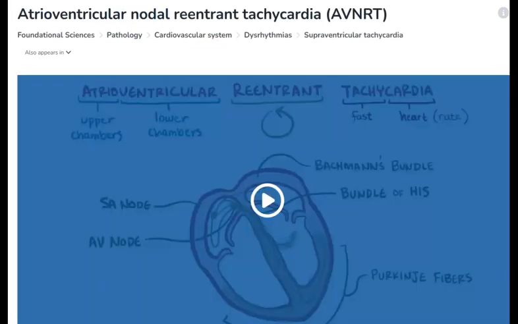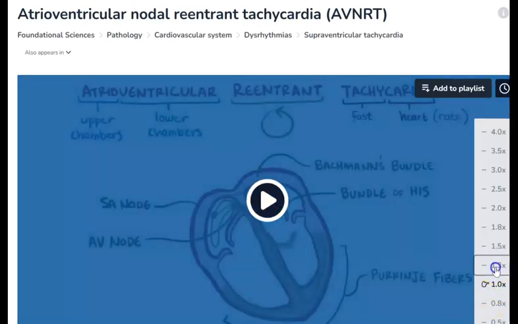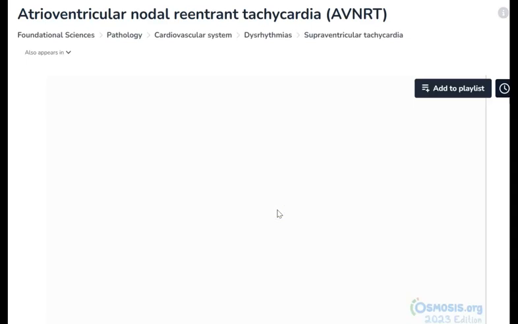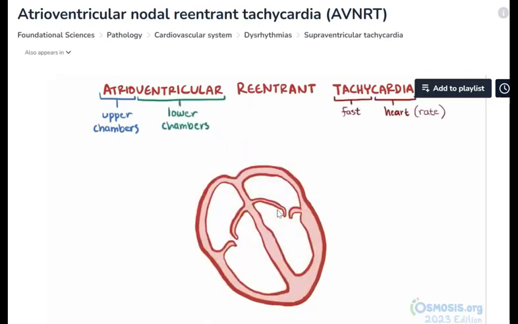For the AV reentrant tachycardias. The atria are the heart's upper chambers, and the ventricles are the lower chambers. Reentrant tachycardias are fast heart rates caused by electrical signals that loop back on themselves.